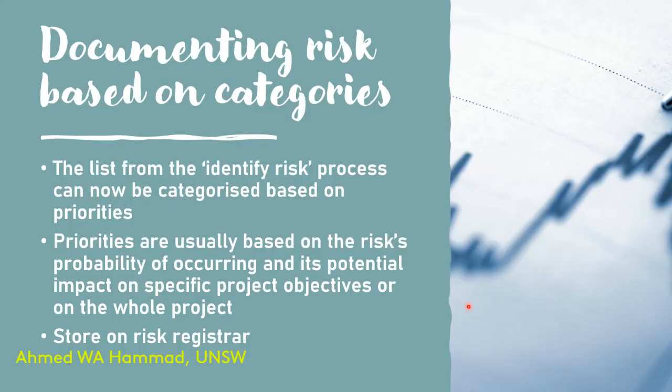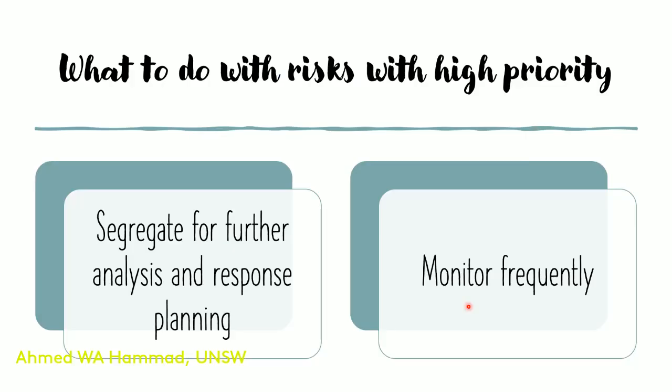So how do you document the risks? You document it based on the categories that you've identified in the previous step. So there's a list that you'd obtained from the identify risk process before you'd started off with the qualitative risk assessment. The priorities would be based now on the risk's probability, so the individual probabilities, how it was perceived by the company or by the organization, and potential impacts on specific project objectives of that organization. And hence at the end of this process, you'd update the risk register because you'd have a list of priorities now.